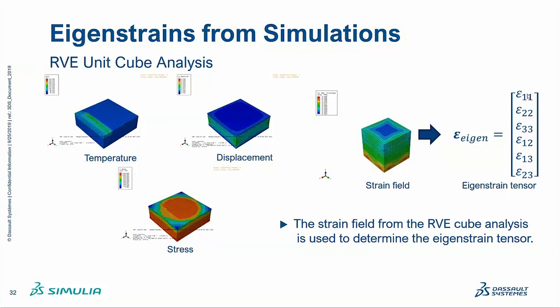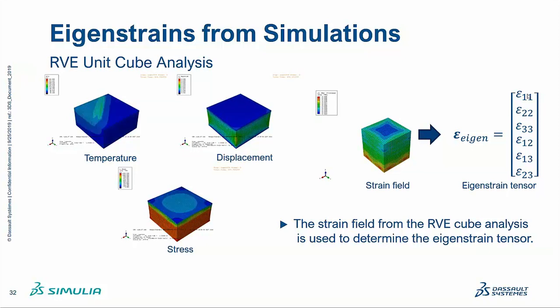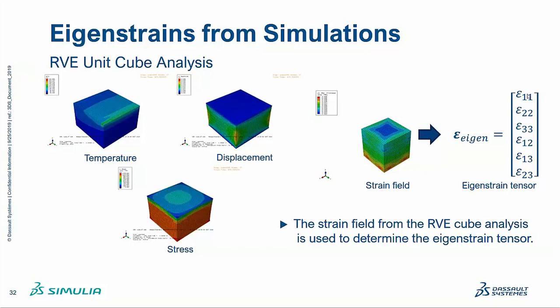And as a side effect, so to say, of the simulation, we obtain the strain field. And from the strain field, we extract the inelastic part, which gives us the eigenstrain tensor for this representative unit cube. And assuming that whatever happens in this unit cube will happen to our full-size part, we can use this information, this eigenstrain tensor, and apply it to our full-size part.